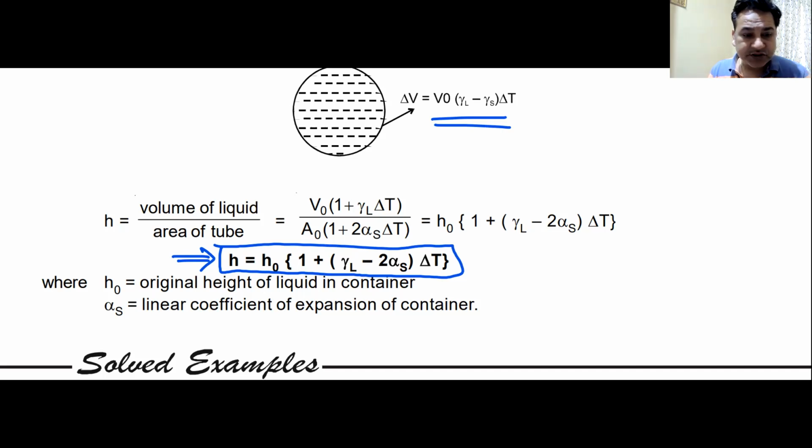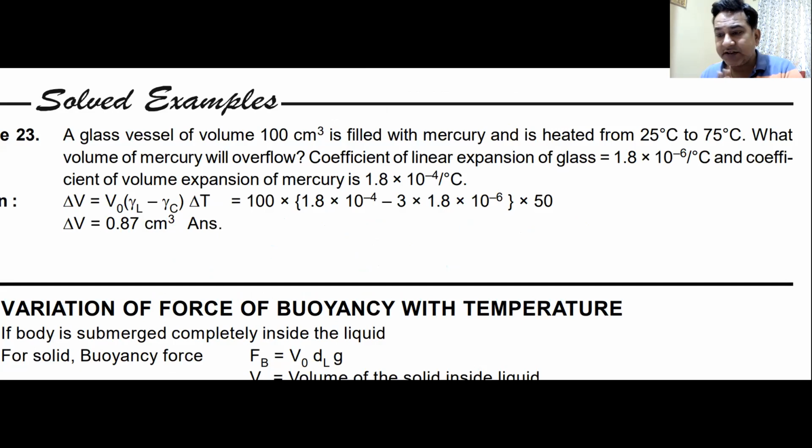Then there is a simple question based on this. A glass vessel of volume 100 centimeter cube, initially filled with mercury to the top, is heated from 25 to 75. What volume of mercury will overflow? The coefficient of linear expansion is given. Remember, for solids, normally linear expansion is given. It is 10 raised to the power minus 6. Coefficient of volume expansion of mercury, let us see, is 10 raised to the power minus 4. Remember, one is linear, the other one is volume. You have to find out how much volume of liquid will overflow. How will you find it out?